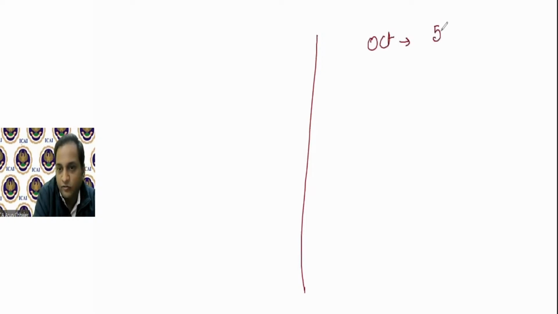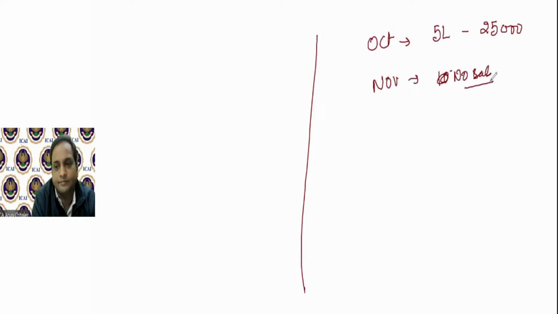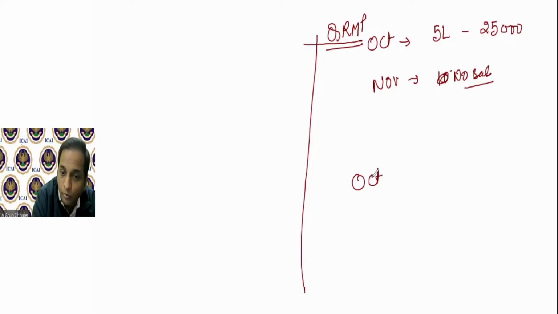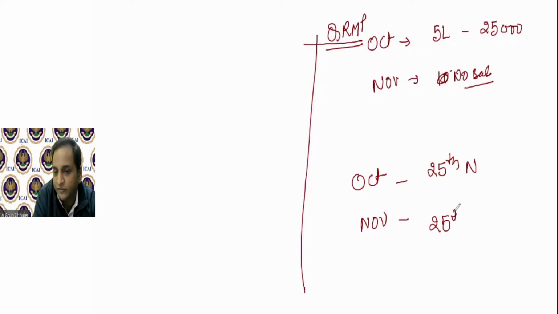October, there is a sales of 5 lakh rupees and tax liability is 25,000. In the month of November, there is a sales of 10 lakh rupees or there is no sale. This party is under QRMP. Question: how much amount do we need to pay as taxes for October and for November? What is the due date of October? 25th November. What is the due date of November? 25th December.